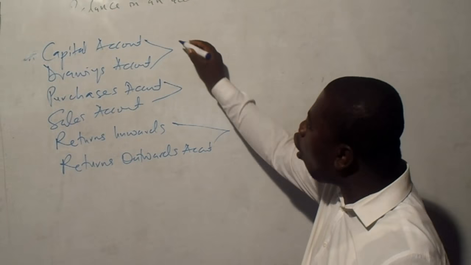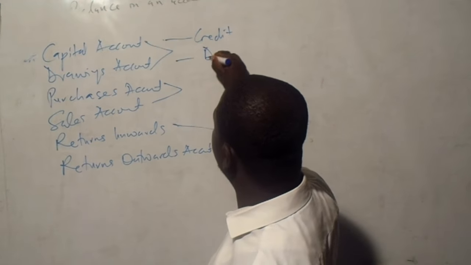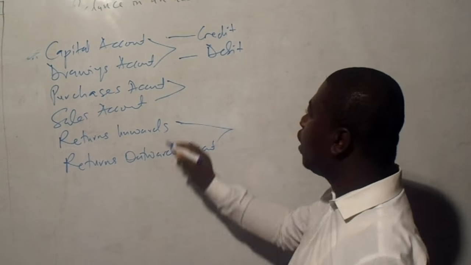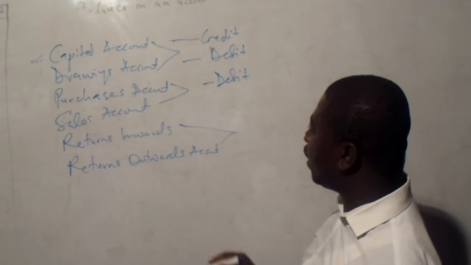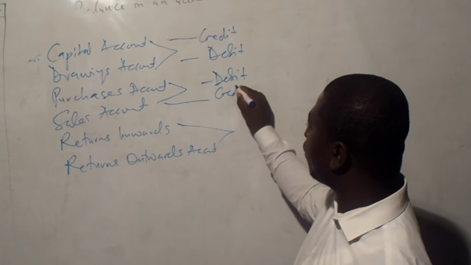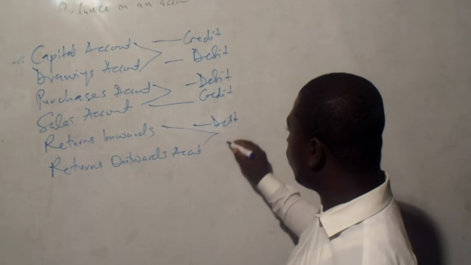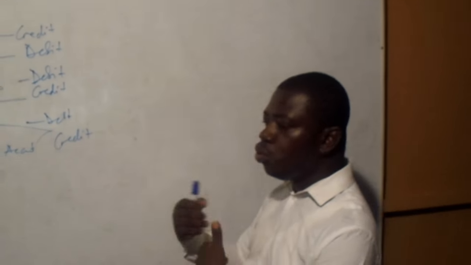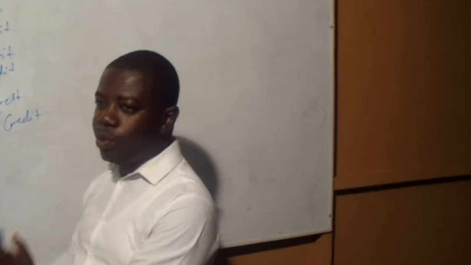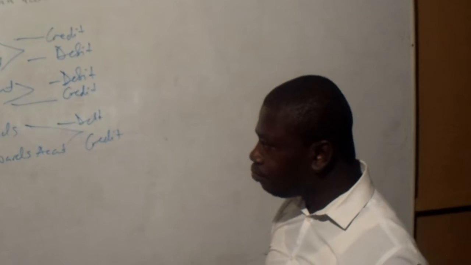Capital account always has a credit balance, whilst drawings always has a debit balance. Purchases has a debit balance, while sales has a credit balance. Return inwards has a debit balance, whilst return outwards has a credit balance. There are some other accounts that you study as you move on, and you realize that they are opposite in nature, and that we always debit this and we always credit that because of their balances.